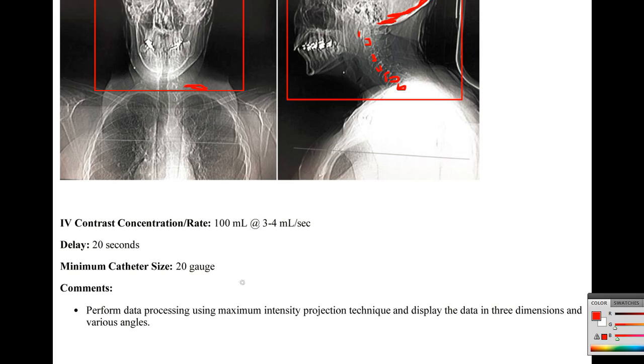In terms of the comments, we should perform data processing using maximum intensity projection technique and display the data in 3 dimensions and various angles. So basically what we're looking for is vasculature abnormalities, and because of that, maximum intensity projections kind of allow the vasculature to stand out against all of the soft tissue structures. So that's what we would typically use for this.